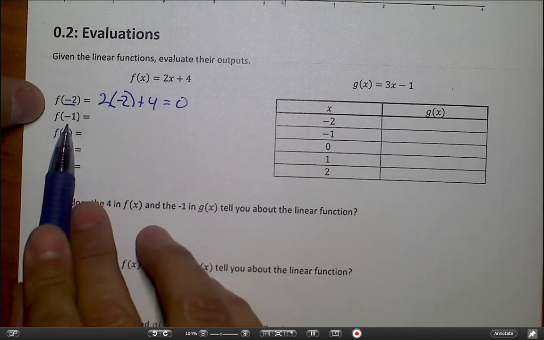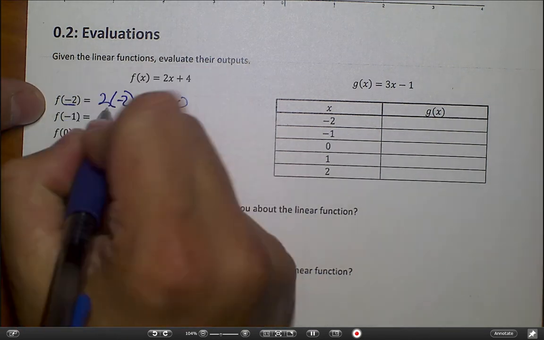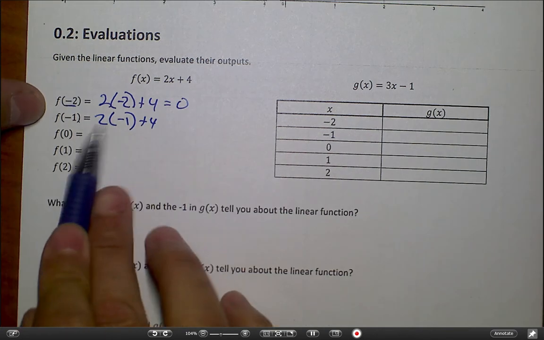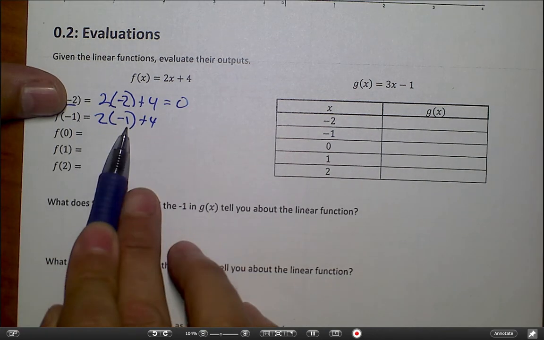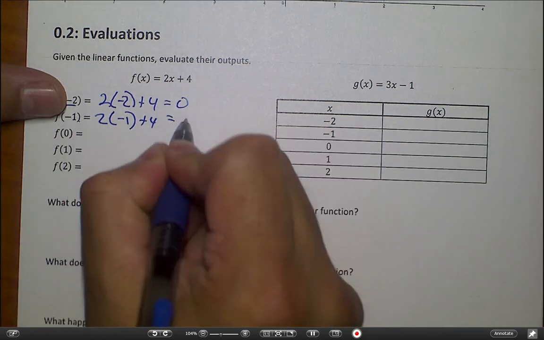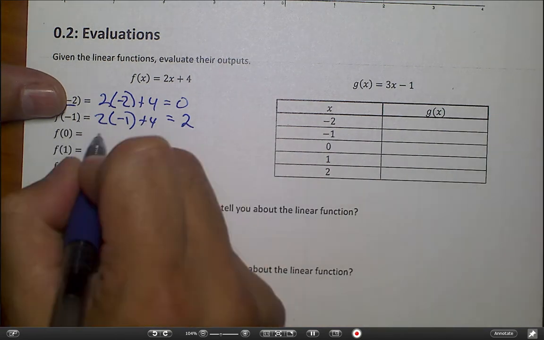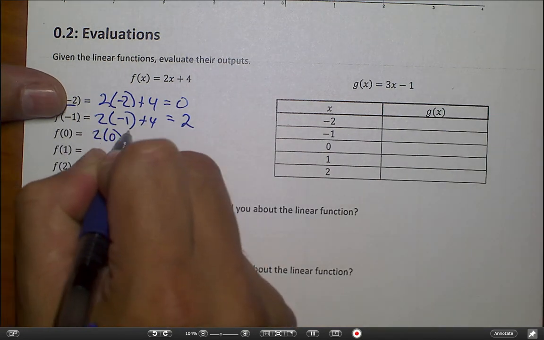All right, how about this one right here? So it's going to be 2 times -1 plus 4. So 2 times -1 is -2 plus 4? Positive 2, right? Next one's going to be 0. So 2 times 0 plus 4.